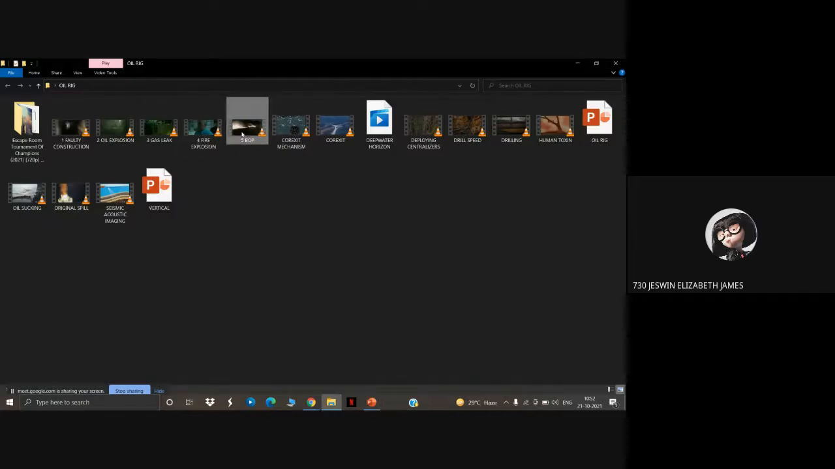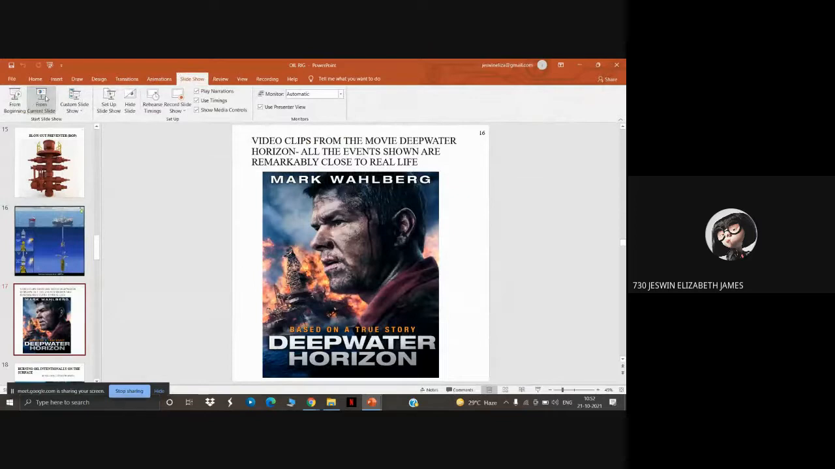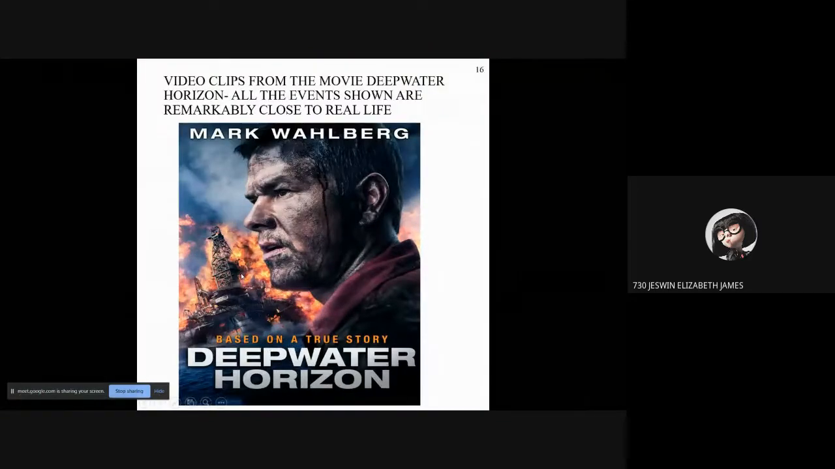And finally, I will show you one more video, which is the blowout preventer failing to cut through the pipe. Eventually, these all led to the explosion. Now, if you have time, I would really recommend you to watch this movie. It's a very good movie, and all the scenarios actually happened. All the scenarios happened in real life.